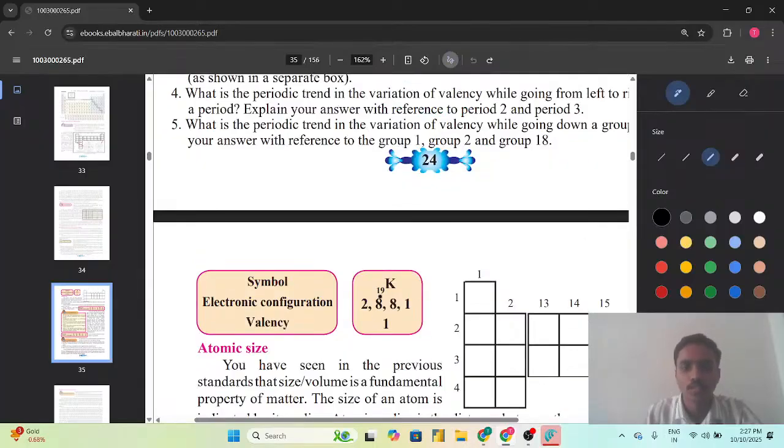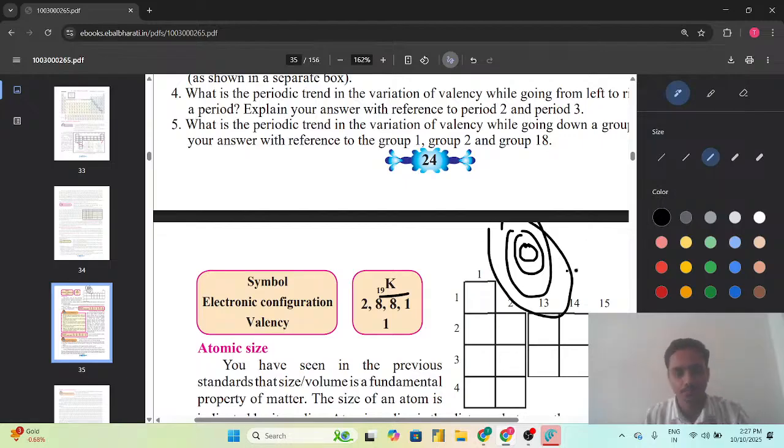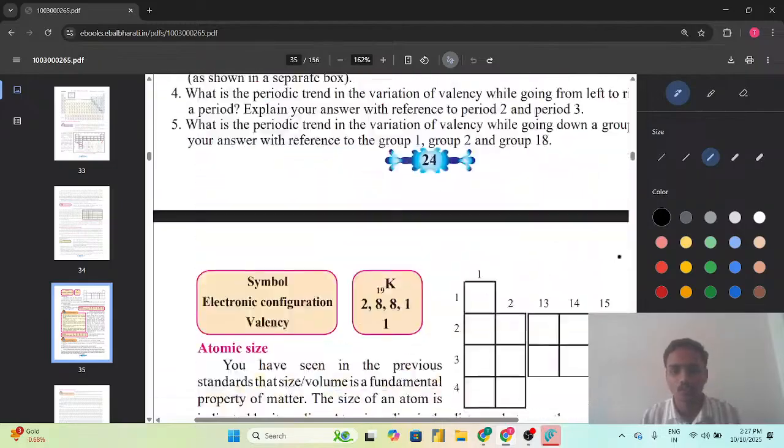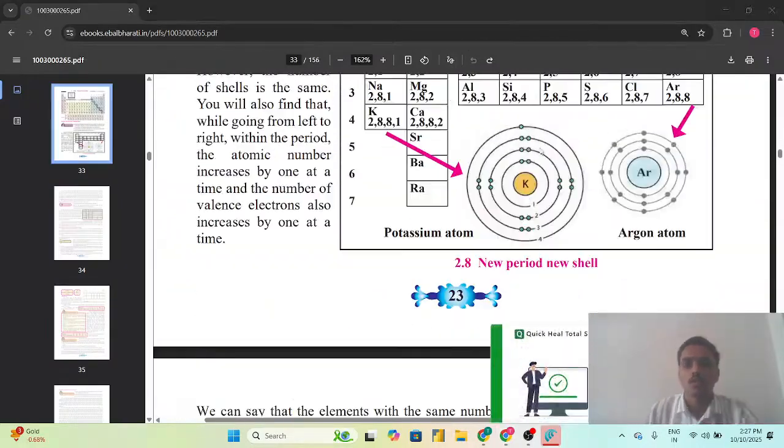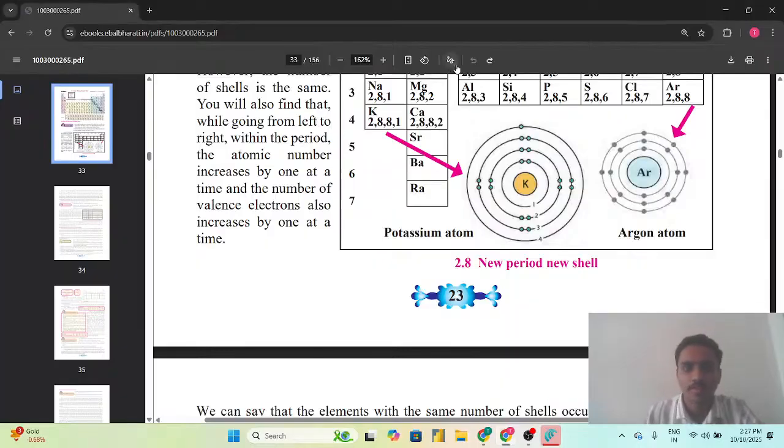Suppose here we are given potassium, atomic number 19. If I want to draw the electronic configuration, there will be two electrons in the first shell, then eight electrons in the next shell, again eight electrons in the next shell, and in the last shell there will be one electron. I will draw it more perfectly.